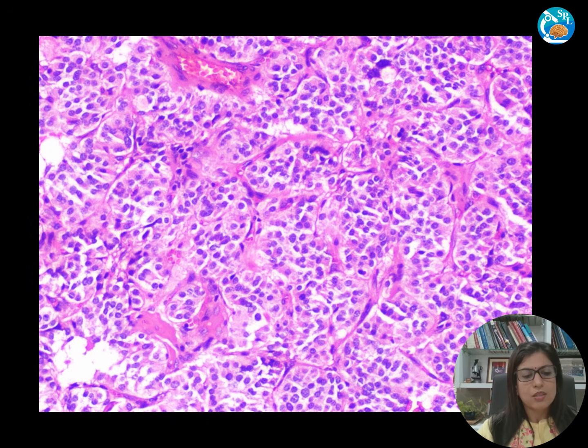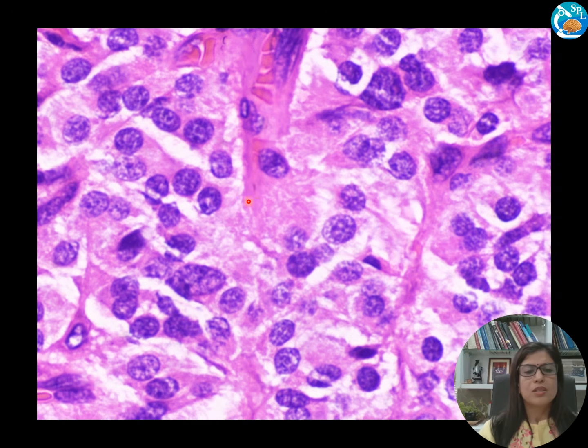So this is a mild degenerative nuclear pleomorphism, and we can appreciate the fine delicate vasculature separating the neoplastic cells. This is the typical finely stippled chromatin giving rise to the salt and pepper appearance.